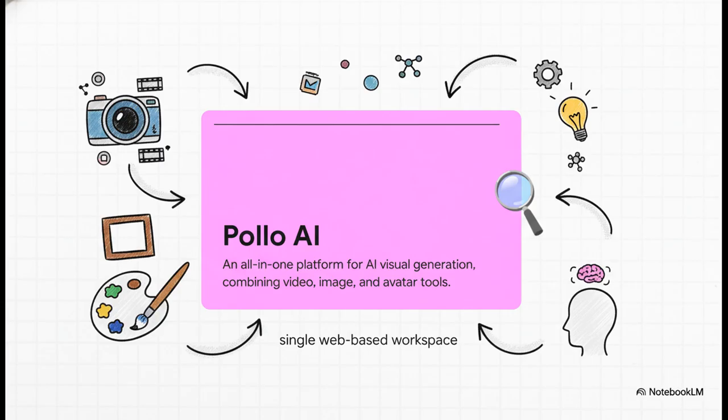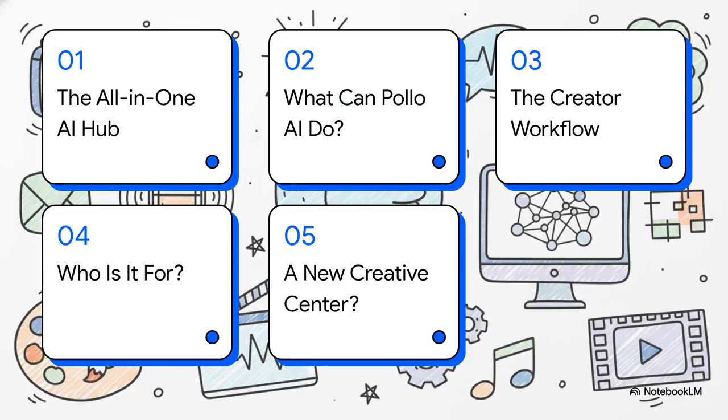It gets super messy and fast. Well, this is exactly the problem Pollo AI is stepping in to solve. The whole idea is to be a one-stop shop for AI visual creation. It pulls all those different tools, video, image, avatars, into one single workspace on the web. Okay, so here's what we're going to cover. First, we'll look at the whole all-in-one AI hub idea. Then, what can it actually do? We'll check out the workflow for creators, figure out who this is really for, and wrap up by asking if this is a new creative center for the future.